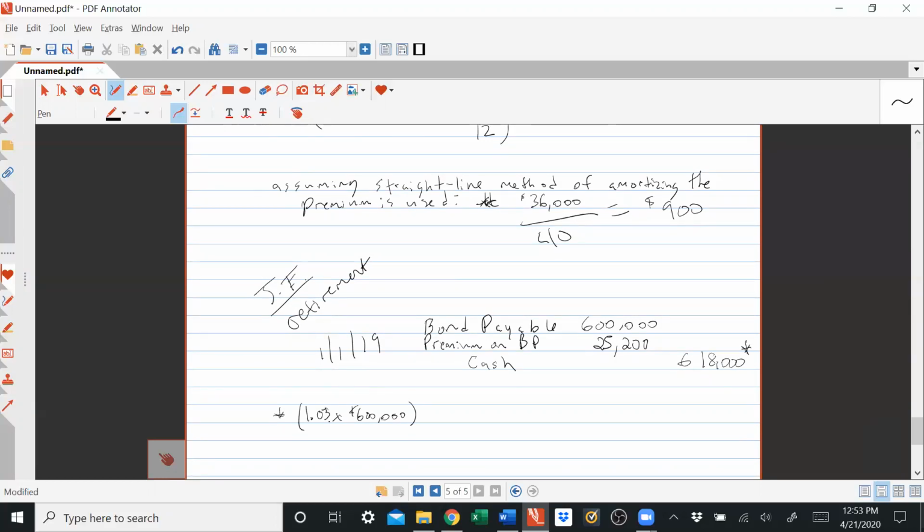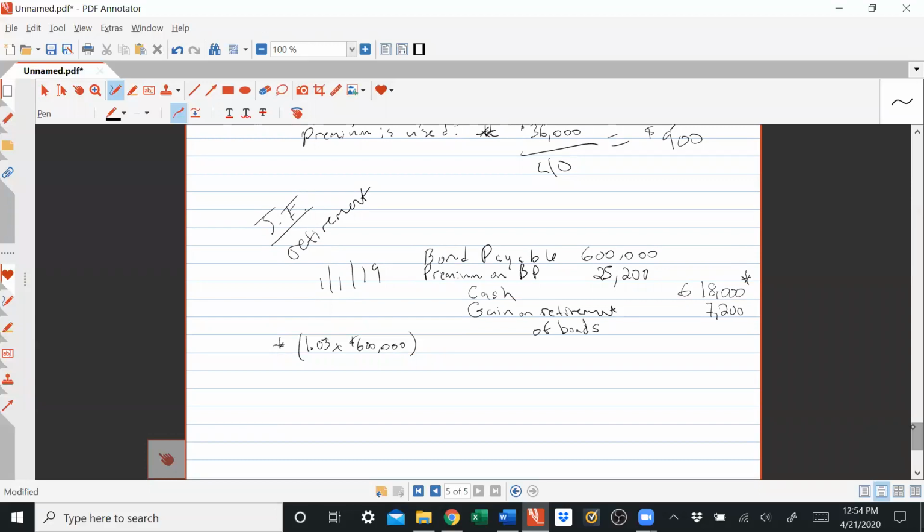And then it looks like we need another credit, right, to make the debits and credits equal. So since we need another credit, we'll call that gain on retirement of bonds. So that's the plug here. The debits total $625,200 and the credits total $618,000. So it looks like we need another $7,200 credit. So essentially we have a gain, right?